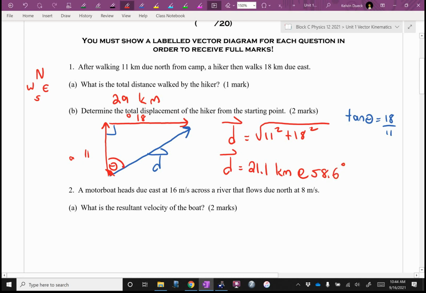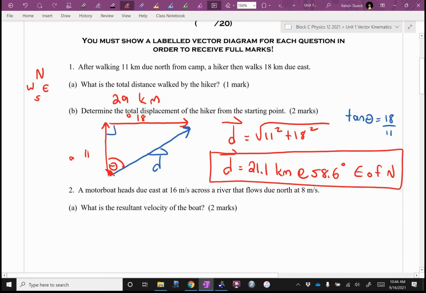North of south, east of west, what of what? East of north? I would also take whatever 90 minus 58.6 degrees is, north of east, and that would be if you drew the 18 first and then the 11. In terms of 2 marks, I would give you 1 mark for the magnitude, half mark for the theta, and a half mark for the what of what. So if you got any of those wrong, you can still get some marks.